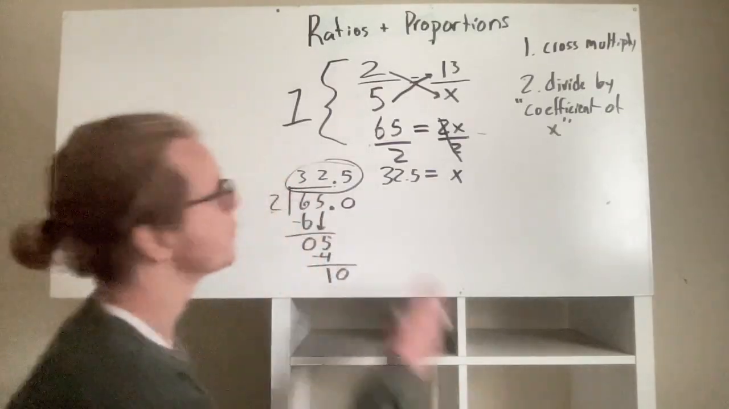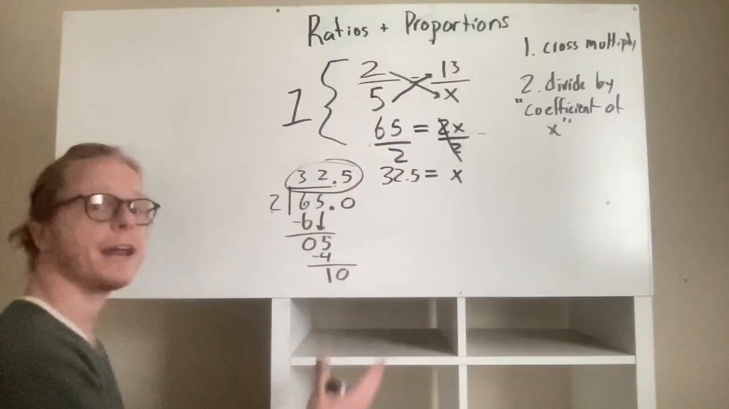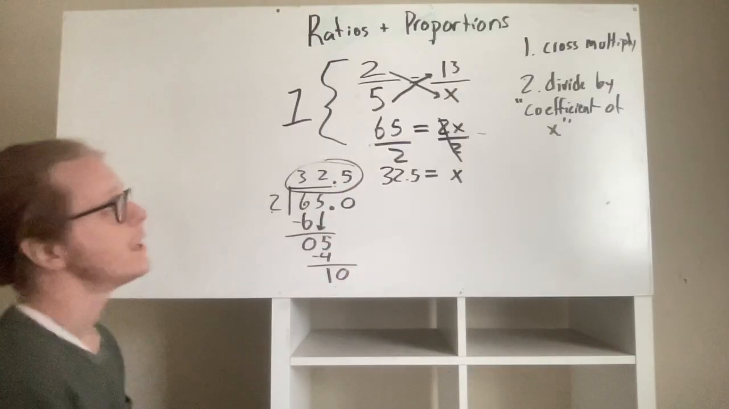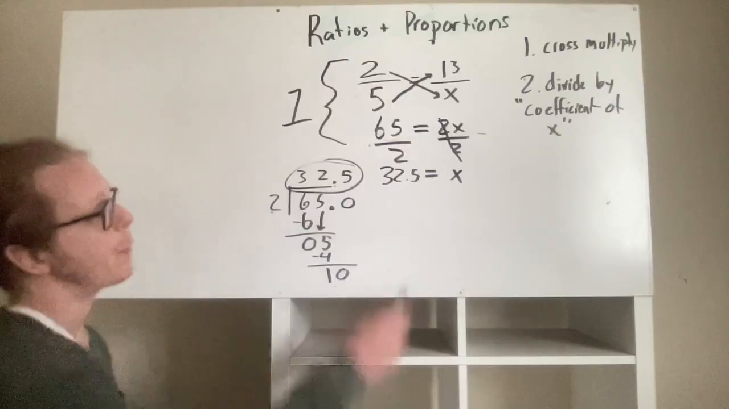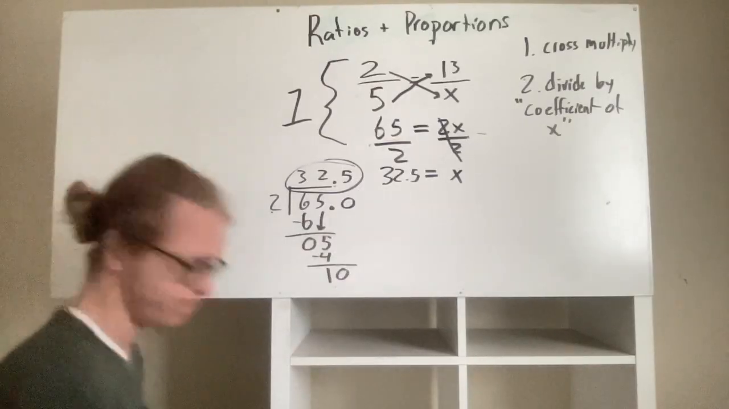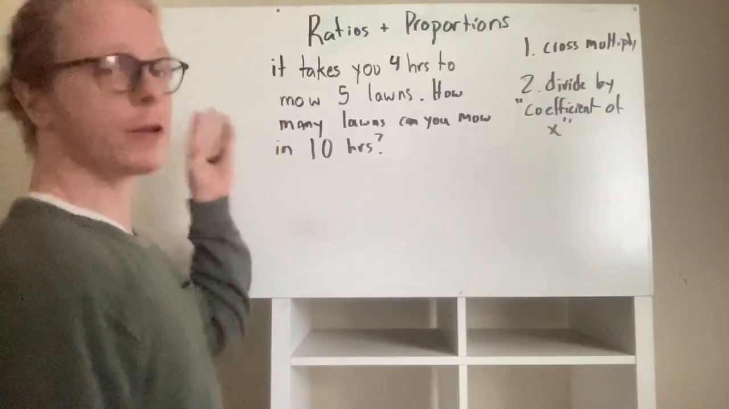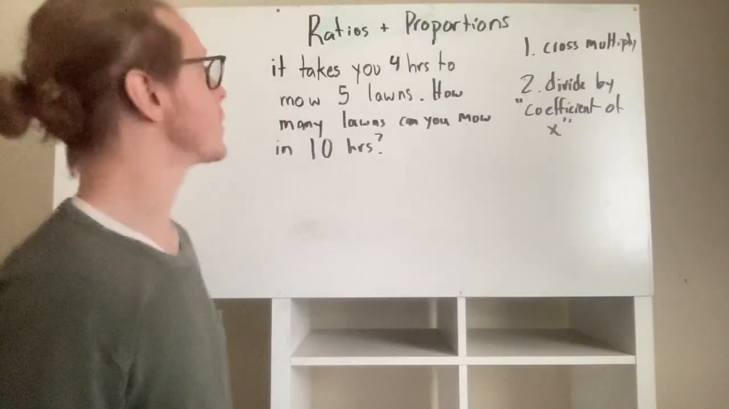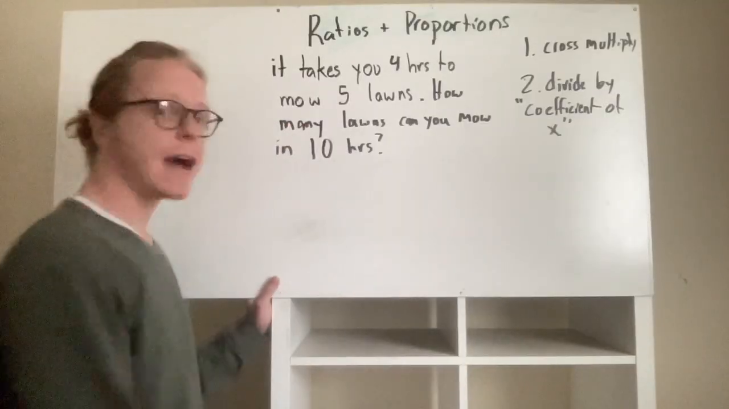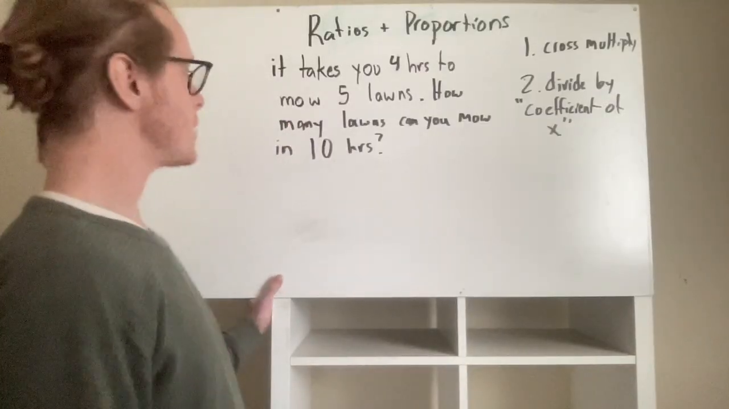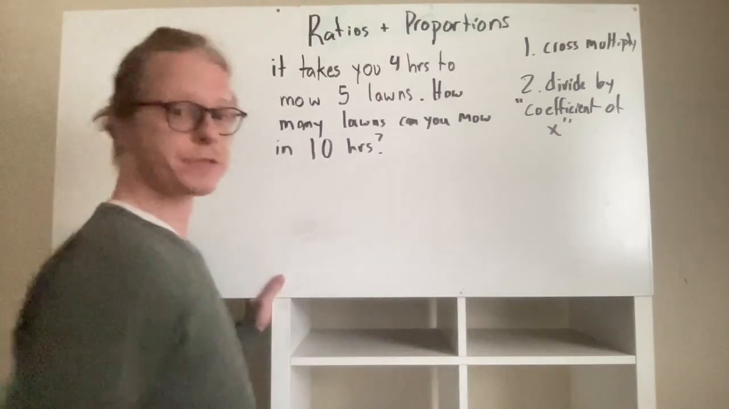So I know we just focused on the process. What we're going to look at now is an example of a couple situational problems, word problems that you might see, and how we can use proportions to solve them. Okay, so we're going to take a look at an example of a word problem that we can solve using proportions. It says, it takes you 4 hours to mow 5 lawns. How many lawns can you mow in 10 hours?